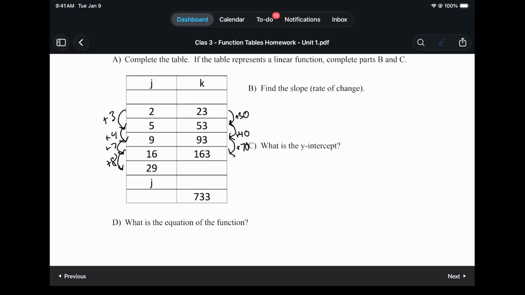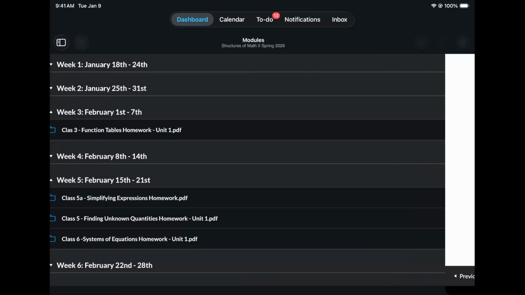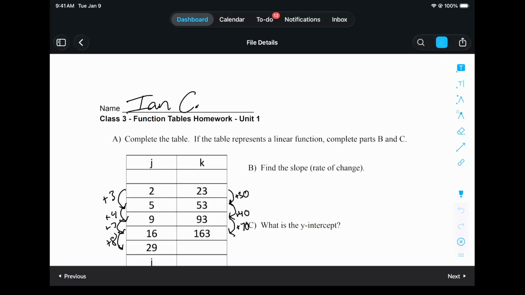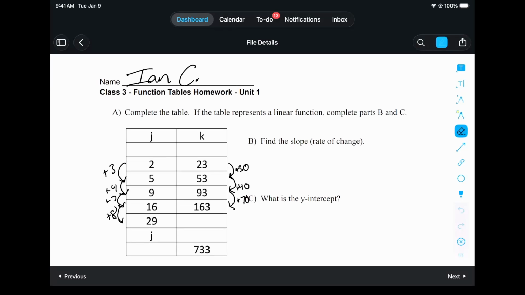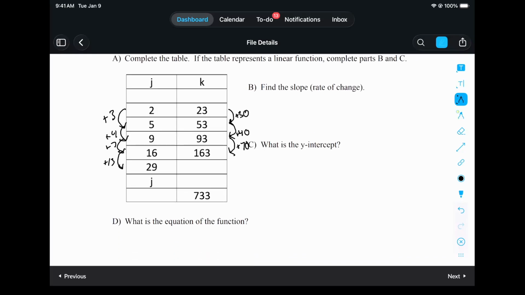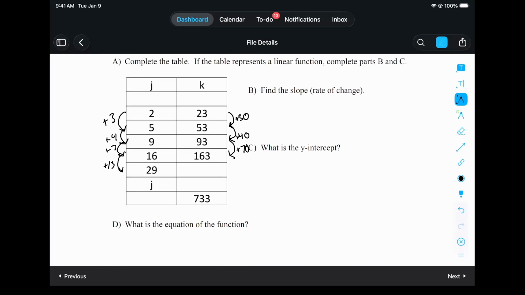That's not an 8. Man, I'm looking at my homework, and I can't even read my numbers. 29 minus 16, that's 13. That's a 13. I can't read my own handwriting, I guess. Plus 13. Okay. So it seems like every time we jump from J, we jump 10 times that amount in K. Right?